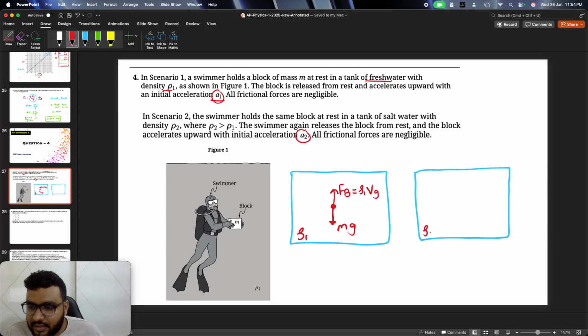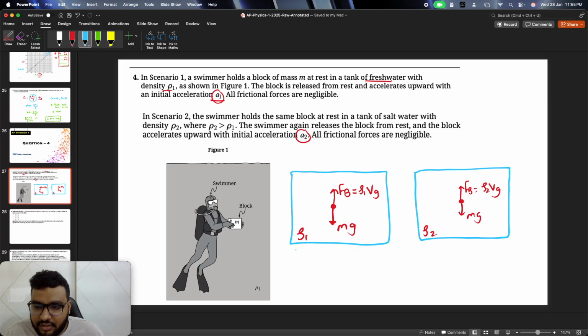Now this is the density ρ2, this is where I have the weight mg, and the buoyant force Fb is going to be ρ2 times Vg. Okay. Now what is acceleration?